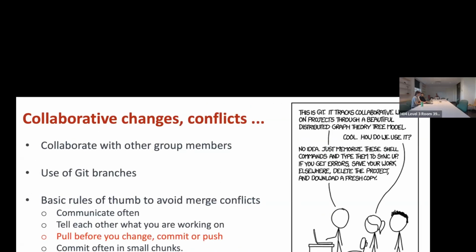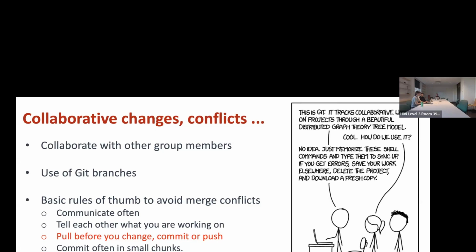The basic rule of thumb, even after using Git branches, is to avoid merge conflicts. When you try to merge those changes, there is a possibility that there are going to be conflicts. The best thing is to communicate often. If there are other people involved, tell them what you have done. Try to figure out at what time point people have done things. Tell each other what they're working on.